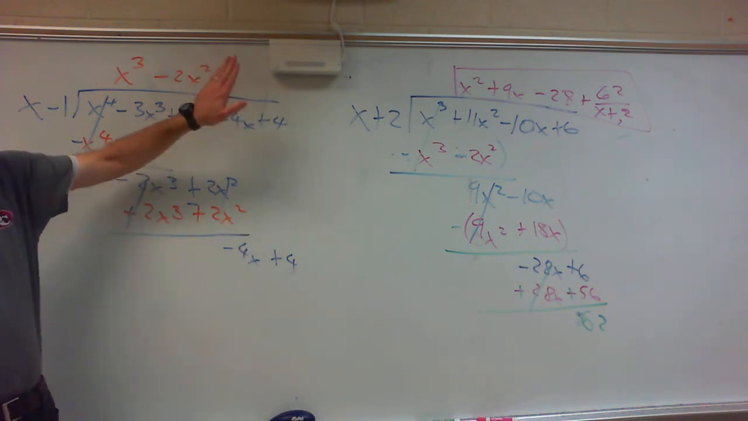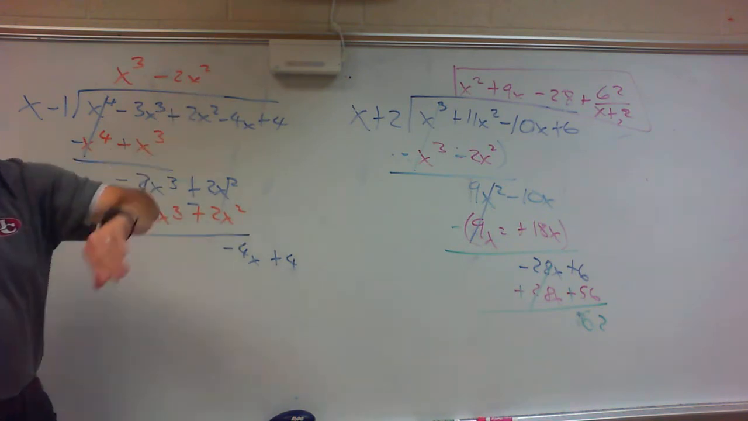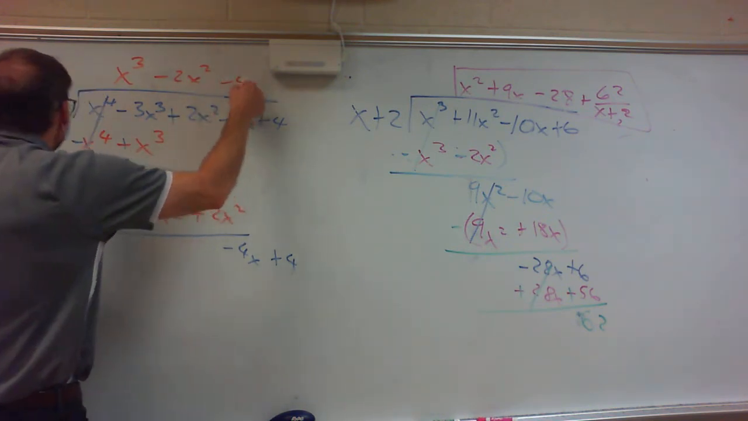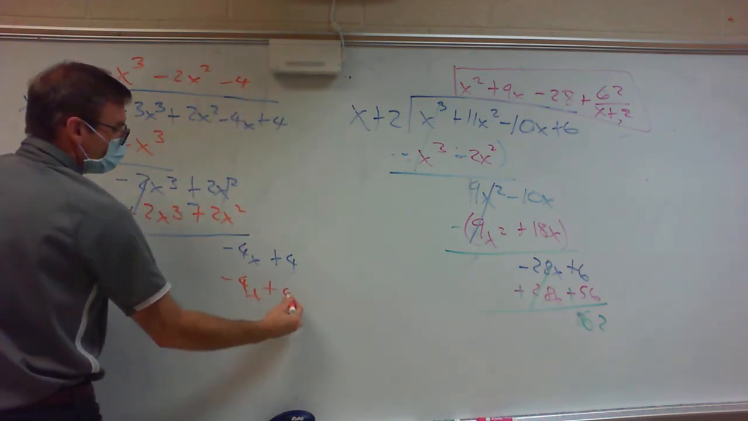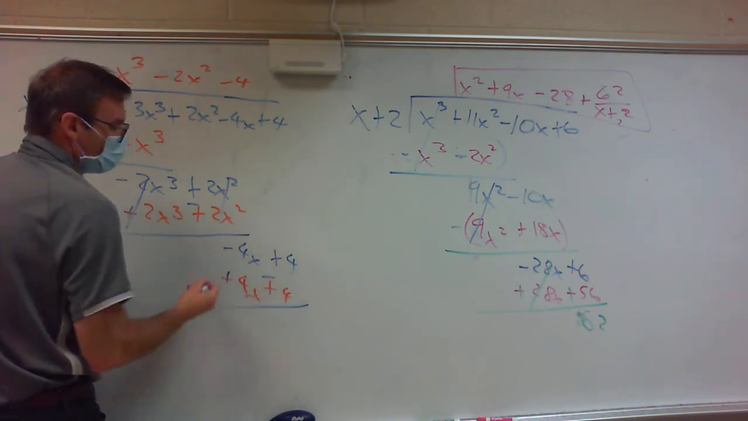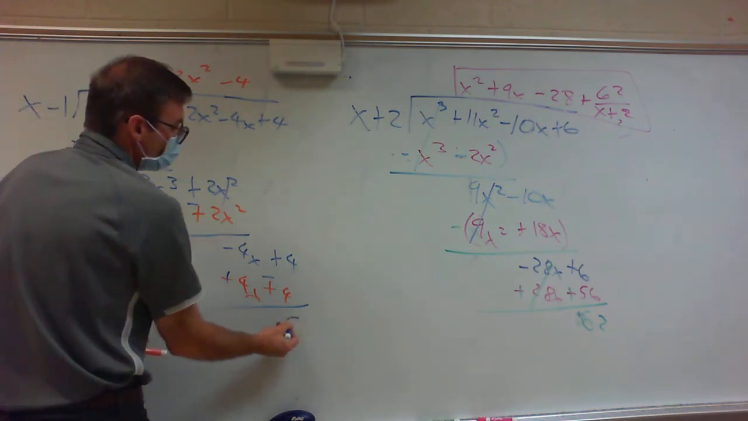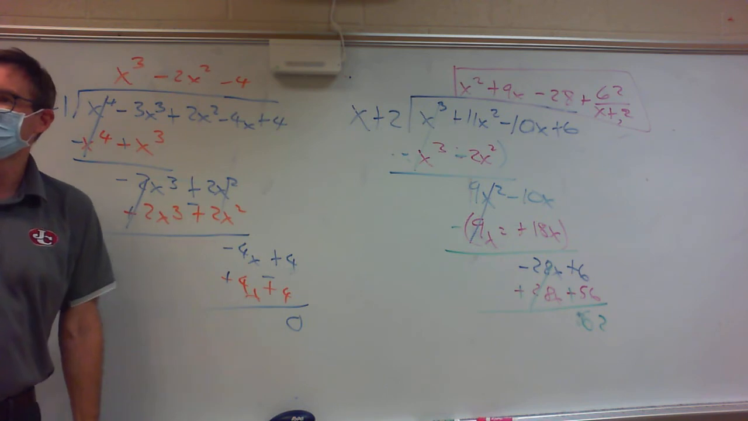I put something here. I've got to think, this times this exactly equals negative 4x. So what has to go here? The negative 4. So this times this gives me a negative 4x. This times this gives me a plus 4. And when I change the signs, what happens? Everything cancels out, and so we get a remainder of 0. Right? You're allowed to have a remainder of 0.